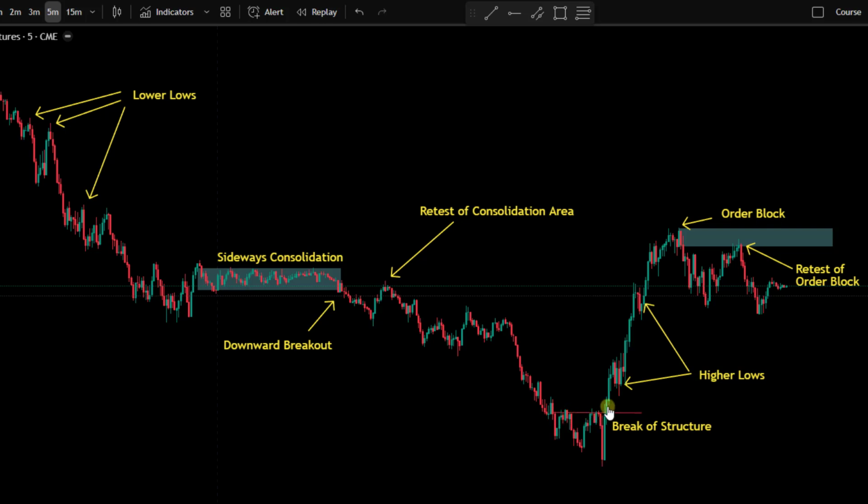And once it breaks above that, that's called a change of structure. And in this case, it's creating an uptrend. So we have the break of structure here at the neckline. Now we have a higher high and a higher low. This low is higher than this low, creating a higher low, creating an uptrend.